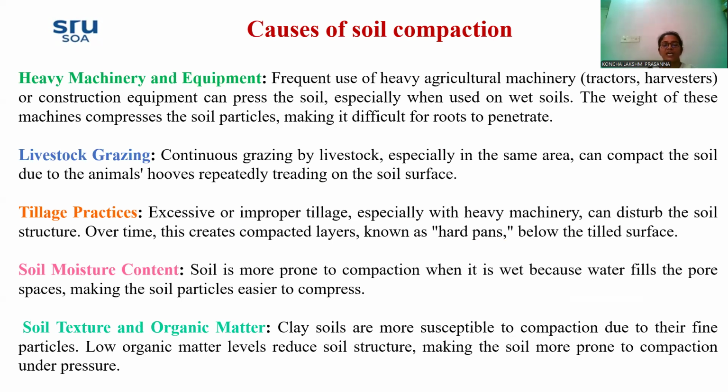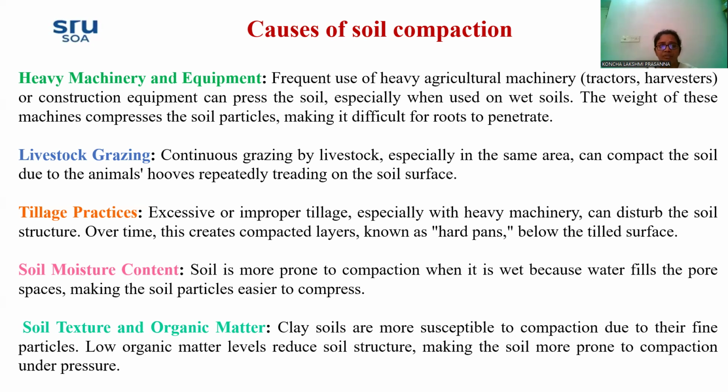First, the usage of heavy machinery or heavy equipment. When we use heavy equipment in the fields, such as tractors and harvesters, because of their high intensity the soil is pressed repeatedly. When soil is pressed repeatedly, the soil particles and soil structure are damaged. This condition is mostly seen in wet soils.